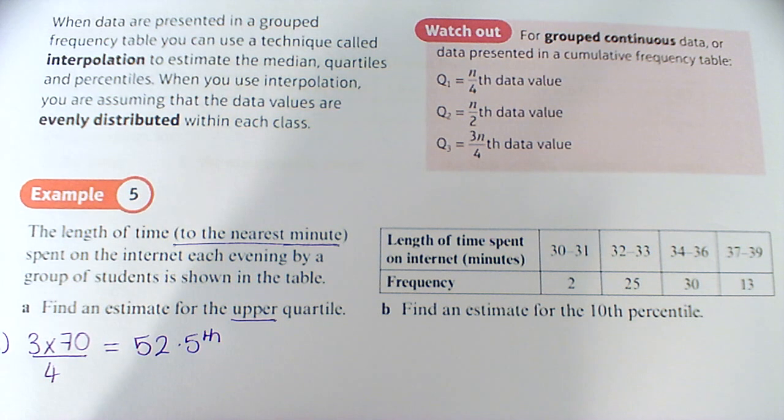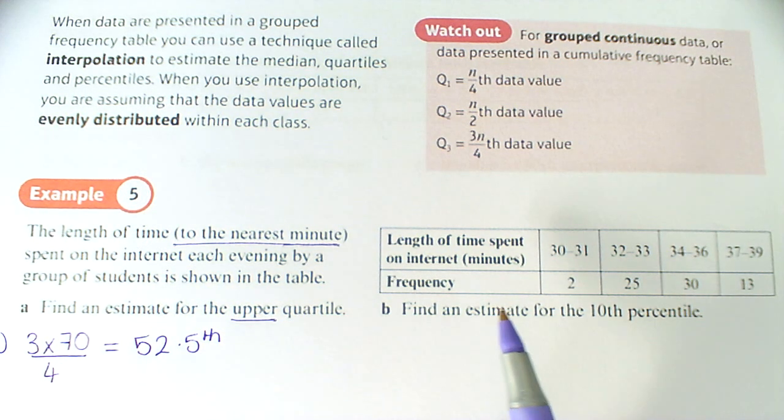The way I'm going to try and explain it to you is by thinking about the boundaries of the class and how far into the class interval it is. First of all, we need to find the 52.5 bit of data. So we're going to look in the table and see where it lies. We've got the first 2 bits of data there. Then we've got the next 25 bits of data there, so altogether we've had 27 bits of data. By the time we get to here, we've had 57 bits of data altogether, meaning that our upper quartile is going to lie in this category here.